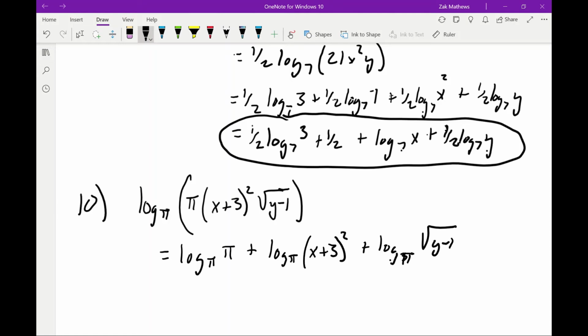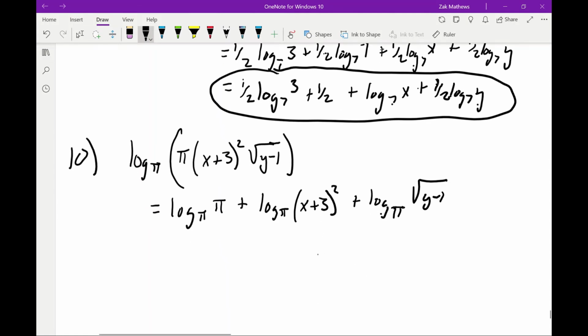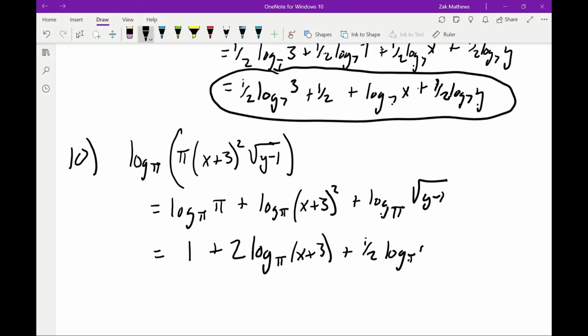Now if you want to go ahead and write that y minus 1 as the y minus 1 to the 1/2, that's fine. I don't need to see that you're writing that fractional exponent first. I understand that a radical is just that fractional exponent. Log base pi of pi is equal to a 1. In the second case, the 2 can be pulled to the front. So we'd have 2 log base pi of (x plus 3). And then we'd finally have 1/2 log base pi of (y minus 1). And that is it. That is as far as we can go.